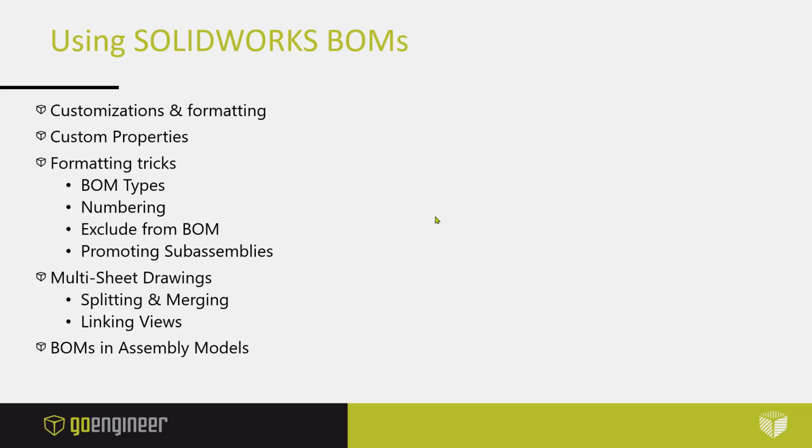And then we're going to go into multi-sheet drawings, splitting and merging bills of materials, and linking different drawing views back to bills of materials. And then lastly, we'll jump out of the drawing and into the SOLIDWORKS assembly model and look at how to put a bill of materials directly in the model.